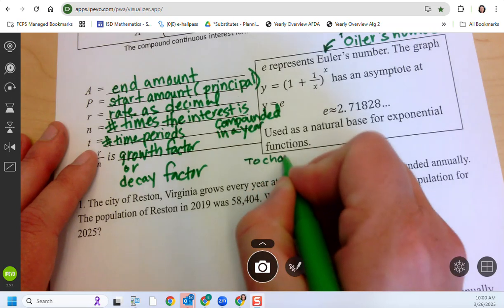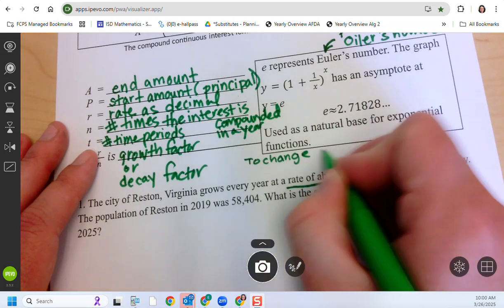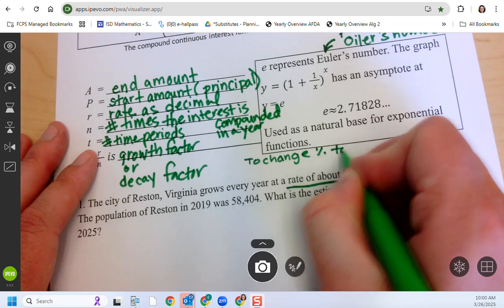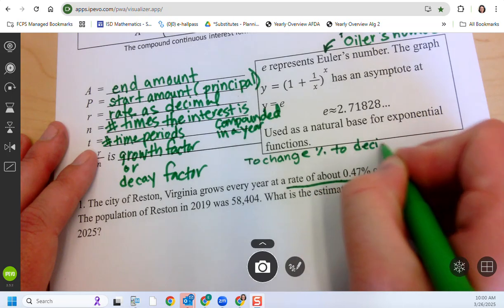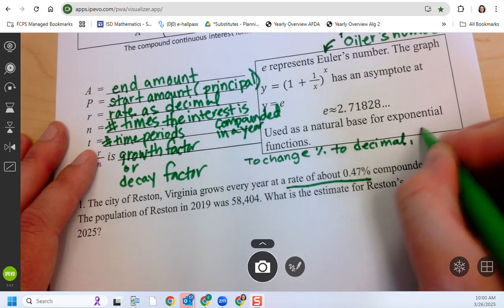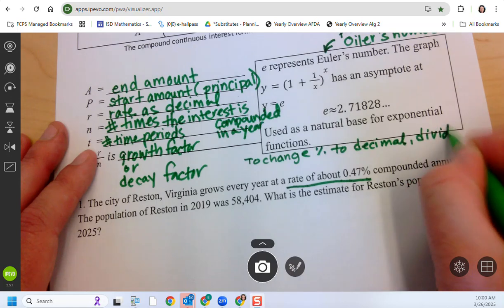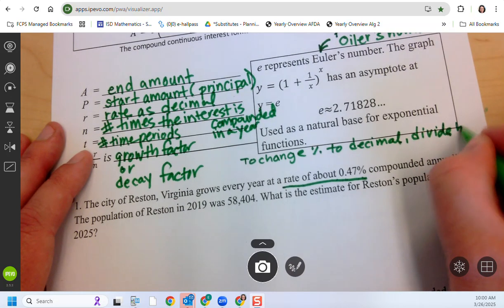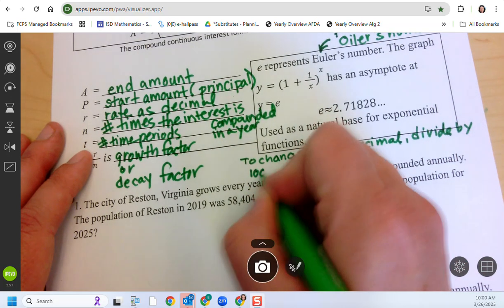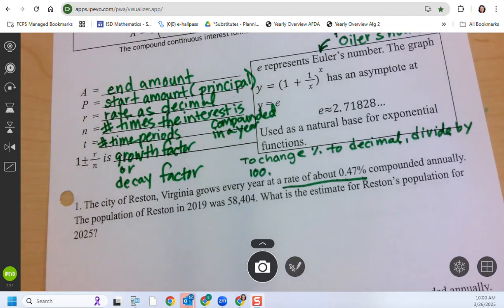All right, so use your calculator now. And we're going to do R equals 0.47 divided by 100. And then tell me what you got. 0.47 divided by 100.